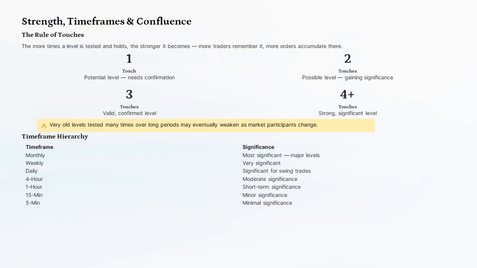When you're trading on a lower time frame, always mark the higher time frame levels first. They dominate.